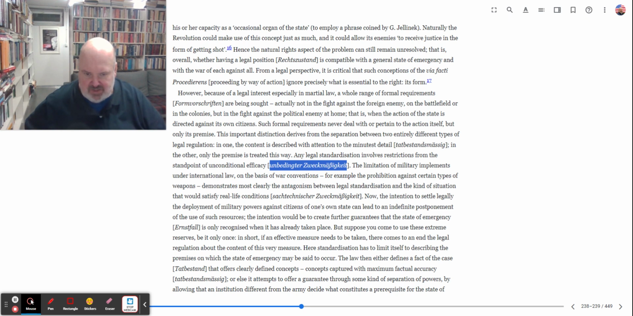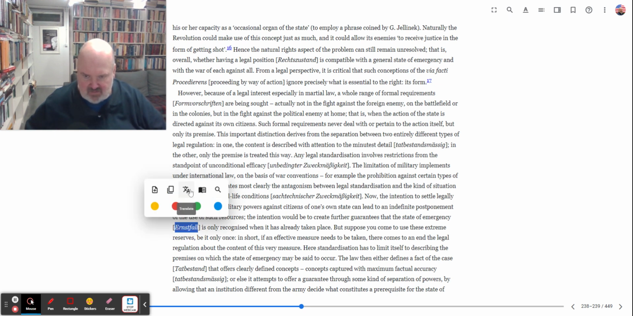The intention would be to create further guarantees that the state of emergency is only recognized when it has taken place. In other words, it's after the fact. No preemptive addressing of it in that sense. Very interesting things. Ernstfall, the state of emergency, Ernstfall.